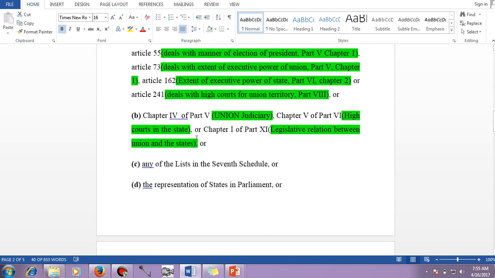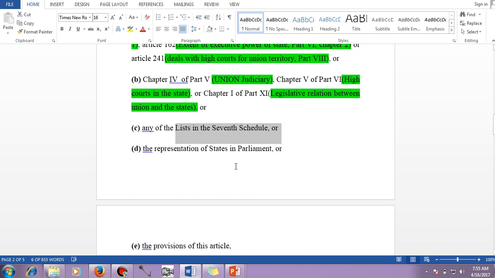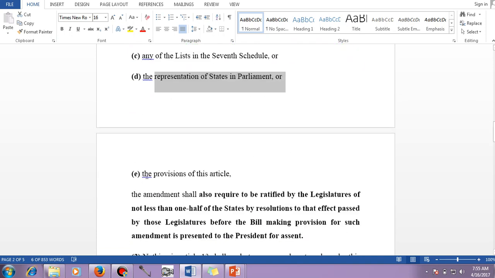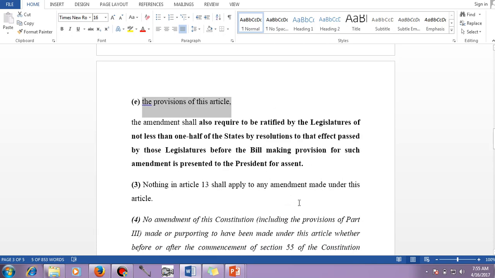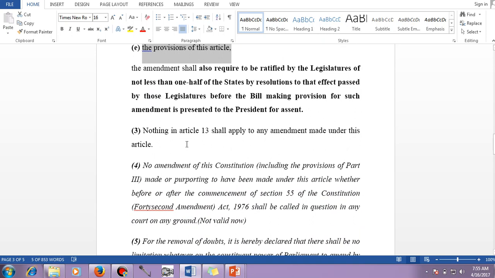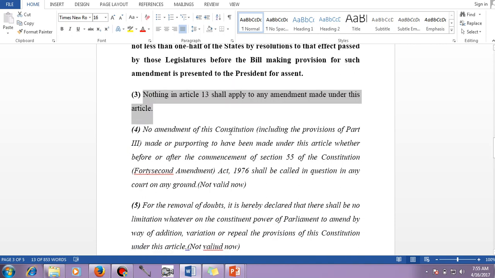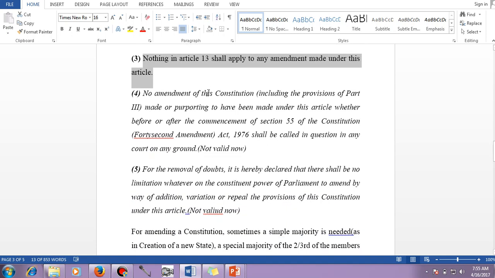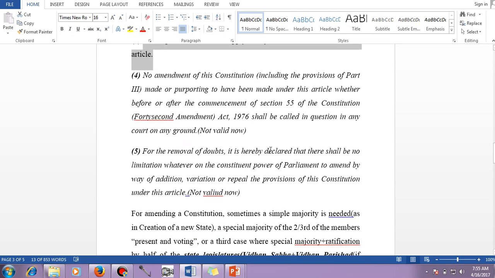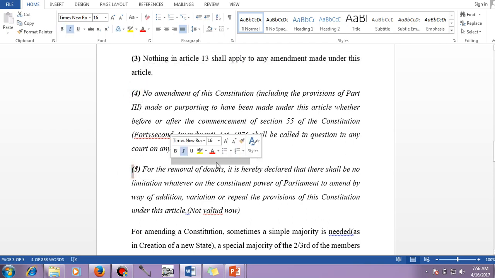Again, if you want to make changes in any of the lists in the 7th schedule, the representation of the states in the parliament, or the provisions of this article, this requires the ratification of 50% of the states. I have already told you, by the 24th amendment a clause has been added. It says nothing in Article 13 shall apply to any amendment made under this article. One more thing, by the 42nd amendment, some provisions were included, but both of those provisions have been repealed. I am not going into details, but there might be a question on which clauses have been repealed under the 42nd amendment. Those are clause 4 and clause 5 of Article 368.